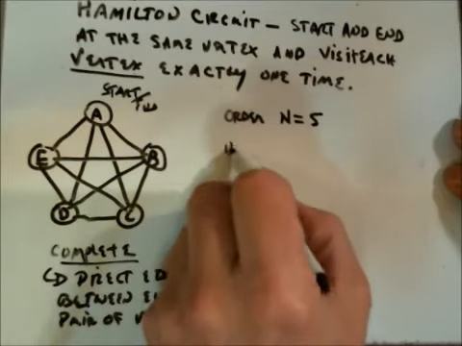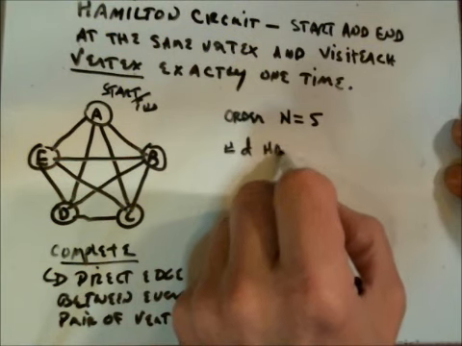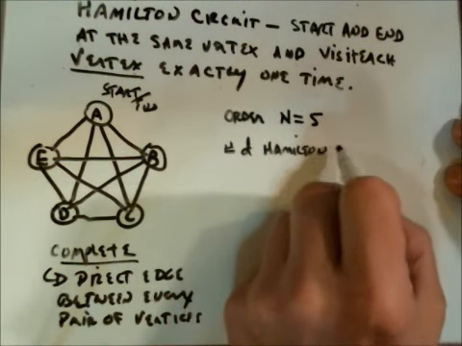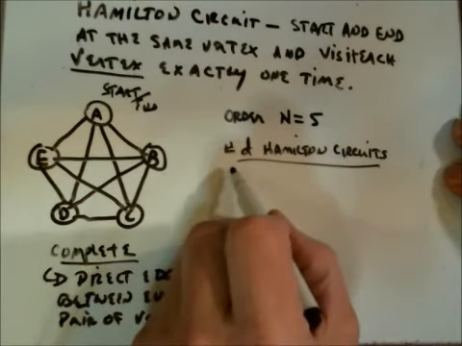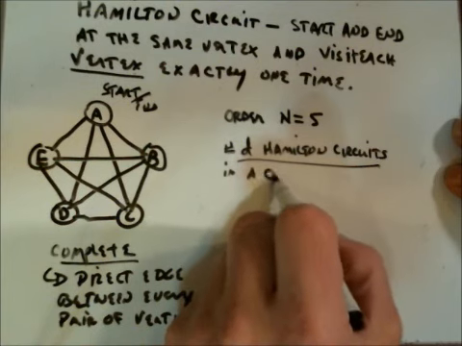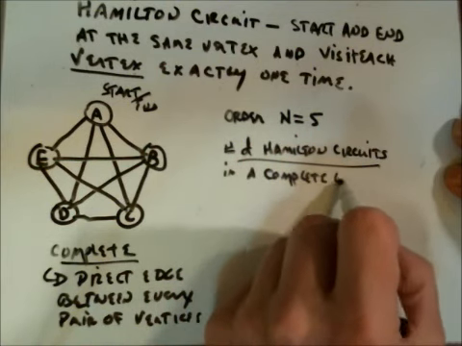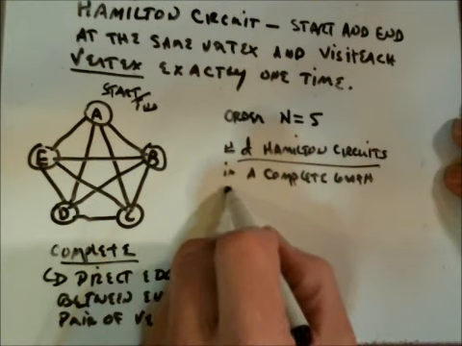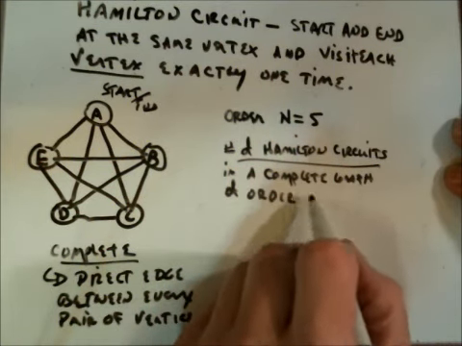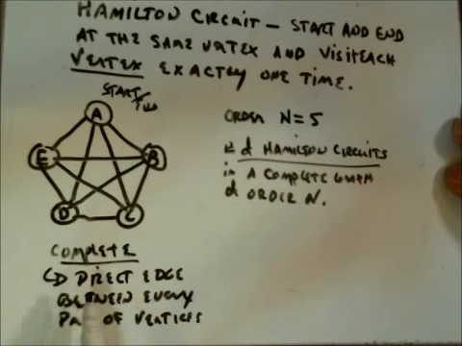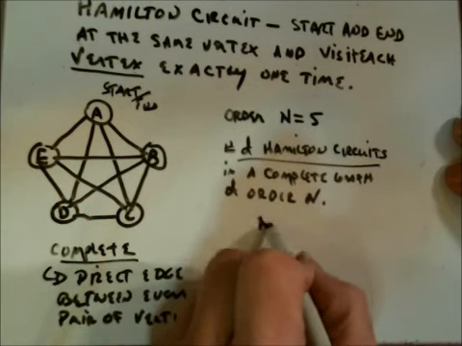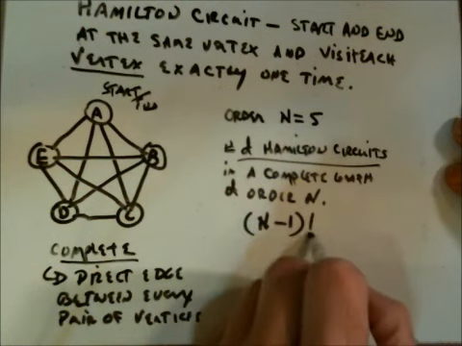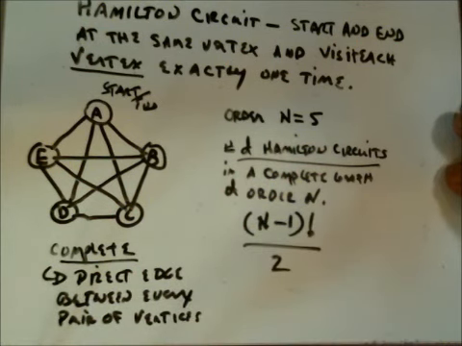Turns out that the number of Hamilton circuits in a graph that's complete of order n, right? So this is a complete graph. Remember that there's a direct edge between every pair of vertices. The number of Hamilton circuits in a complete graph of order n can be found using this formula: n minus 1 factorial divided by 2.